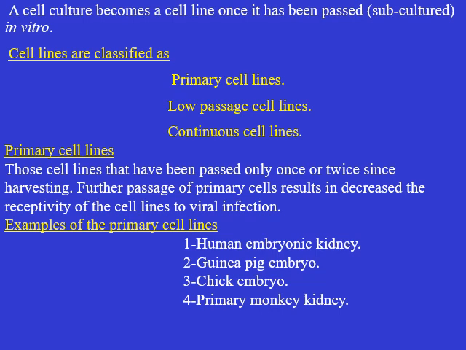Examples of these cell lines are the human embryonic kidney, guinea pig embryo, chick embryo, and the primary monkey kidney. These are examples of primary cell lines. These cell lines can be passed only once or twice in vitro. After that, they deteriorate, with decreased receptivity to the viral replication.